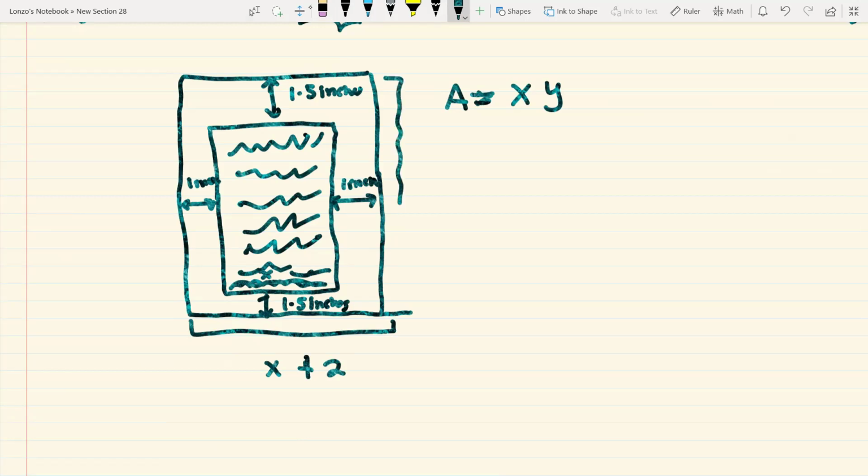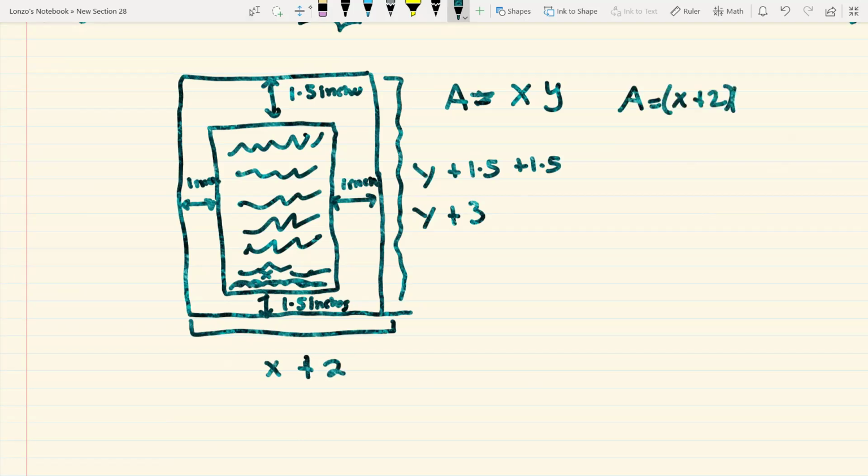Now do the vertical distance. What is this entire length? Well, I know it's y because the height is y, but we have an additional 1.5 inches there and an additional 1.5 inches there. So that is y plus, with 1.5 plus 1.5, that's 3. That means our area could be expressed as length times width, so it's x plus 2 times the height, which is y plus 3. Let me write it down here.